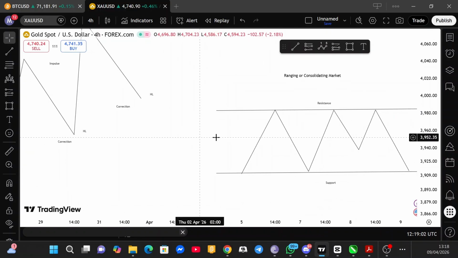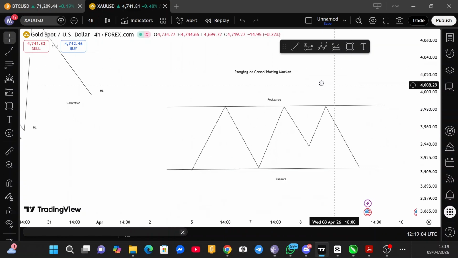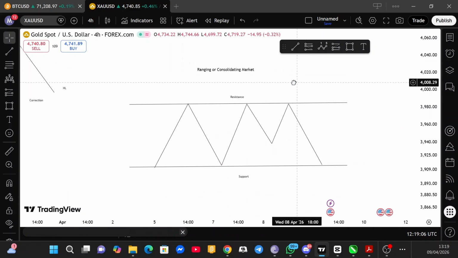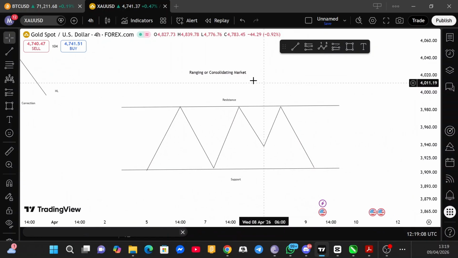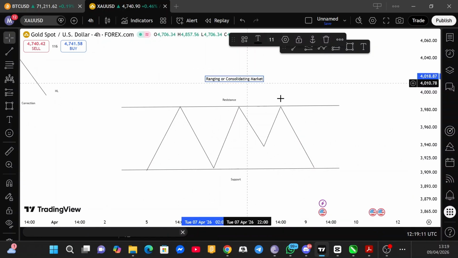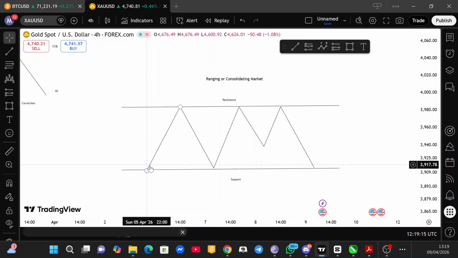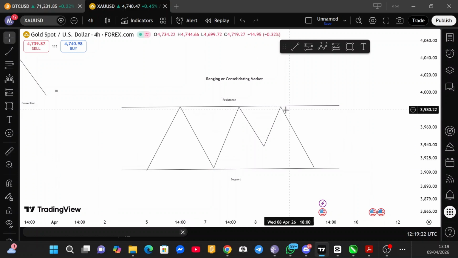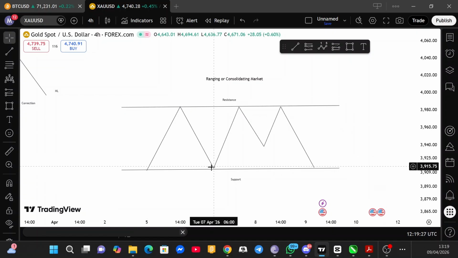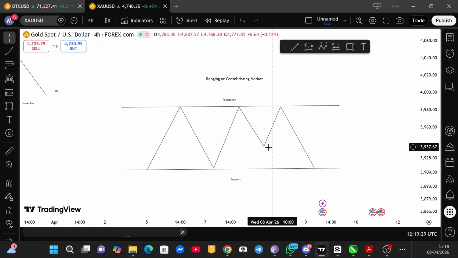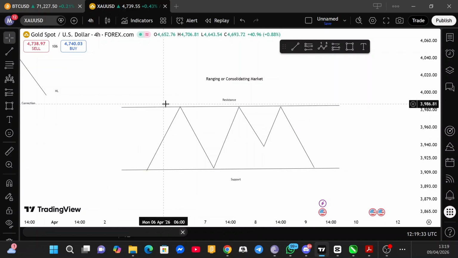Now, another way the market can move, remember I told us the market can move only in 3 ways. Another way the market can move is what we call a ranging market or a consolidating market. When the market is ranging, it is simply moving up and down within a resistance and a support level. You will see the market go up, come down, go up, and it must not necessarily get to the support, but you keep seeing this pattern in the market.